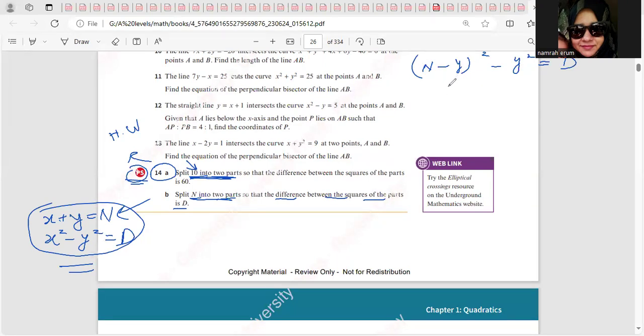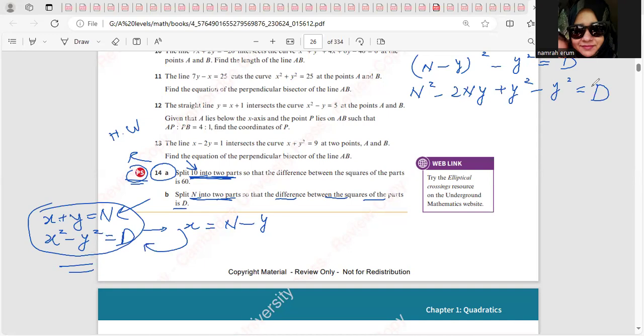I have just substituted the value from one equation into the other equation. From here, I have figured out x is equal to n minus y. And then substituted this into this equation. And now I would be applying a minus b whole square: n square minus 2ny plus y square minus y square is equal to d. Okay?